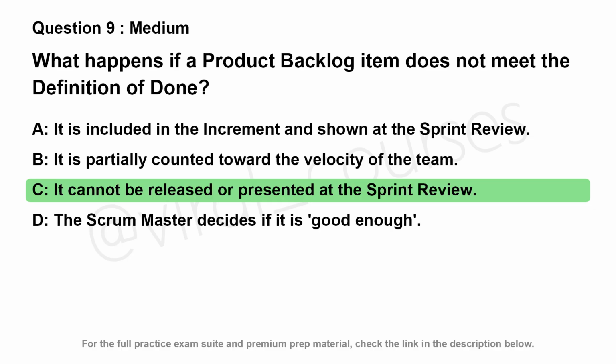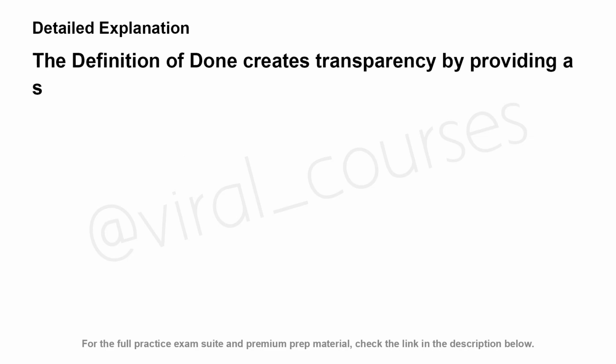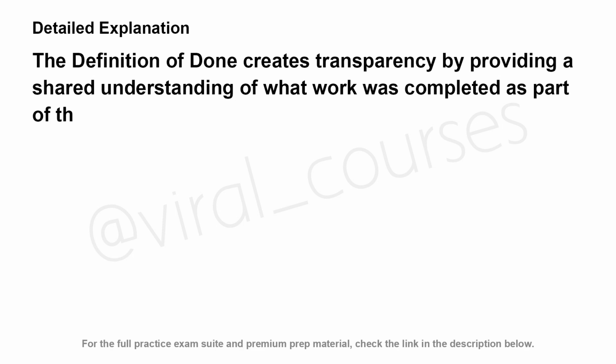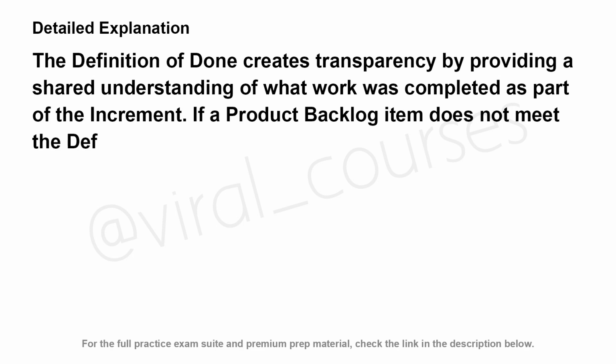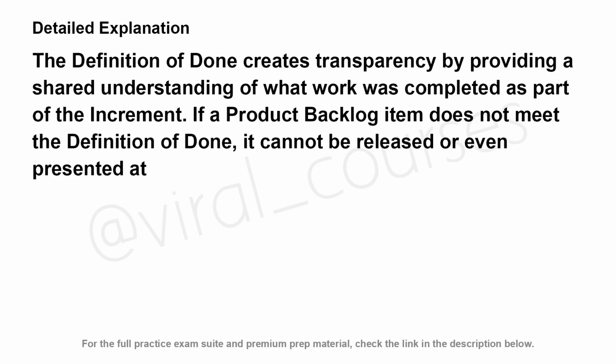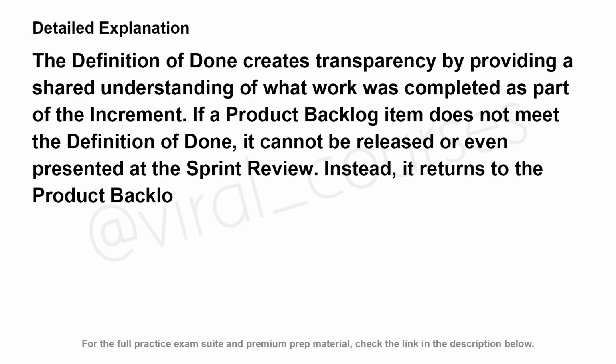The correct answer is C. The definition of done creates transparency by providing a shared understanding of what work was completed as part of the increment. If a product backlog item does not meet the definition of done, it cannot be released or even presented at the sprint review. Instead, it returns to the product backlog for future consideration.